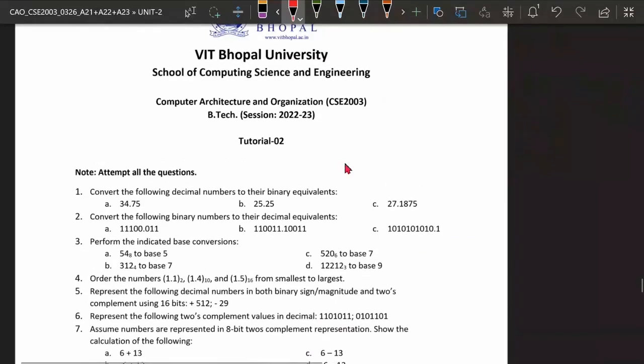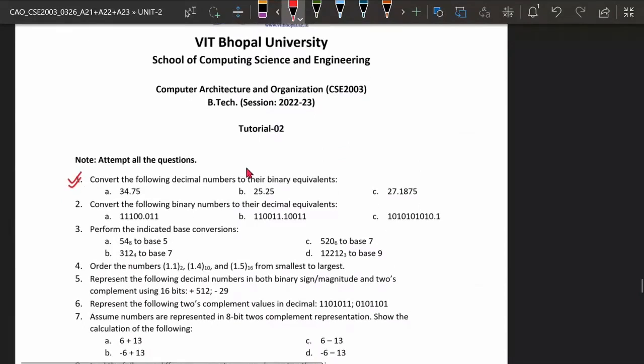In the first part, question 1, convert the following decimal number into binary. It is 34.75. 34 is the integer part and this is the fractional part. We will be converting 34 separately and 0.75 separately into binary, and then we will be combining them.